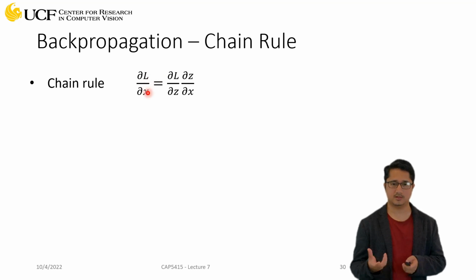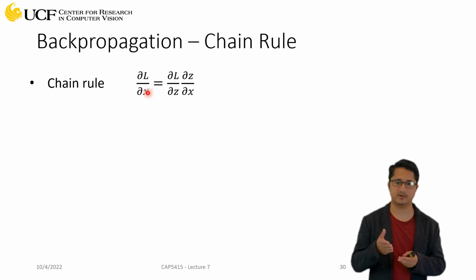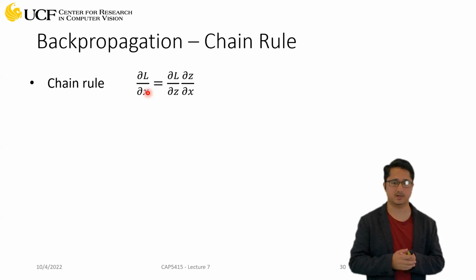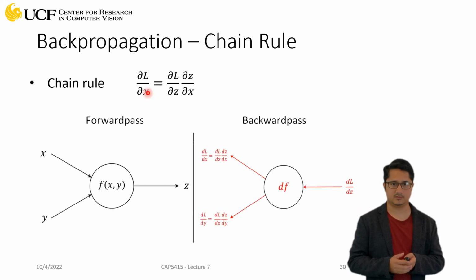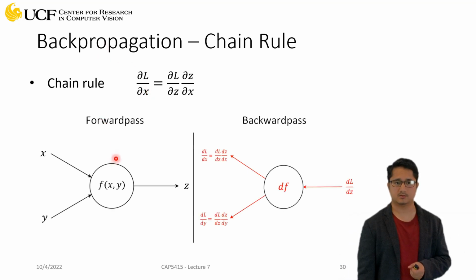And this is called a simple chain rule. This is what is used to compute the derivatives of a loss function with respect to all the variables in your network. Okay, and this is actually used for backpropagation. So let's first try to understand what backpropagation is.